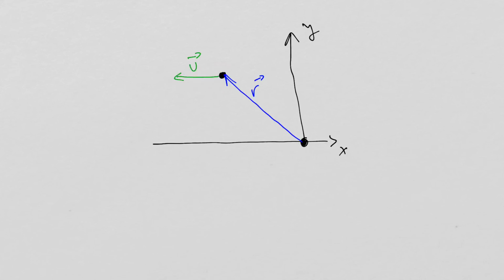To apply the right-hand rule, I will slide the velocity vector so that both the position vector and the velocity vector start at the same point. For simplicity, I'm going to consider the moment when t is equal to 0 seconds. At t equal to 0 seconds, the particle is located on the y-axis.